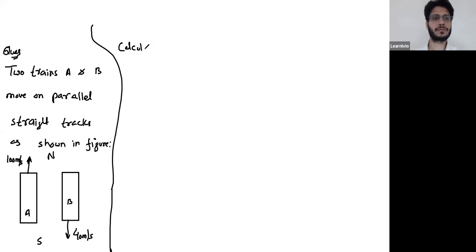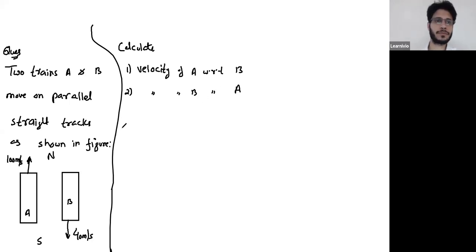Calculate, first part, velocity of A with respect to B. Second part, velocity of B with respect to A. Third part.